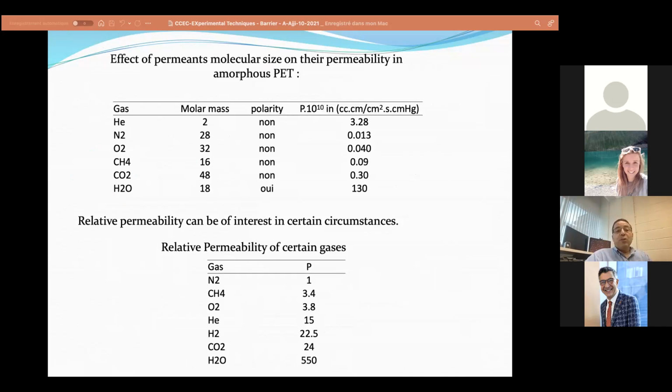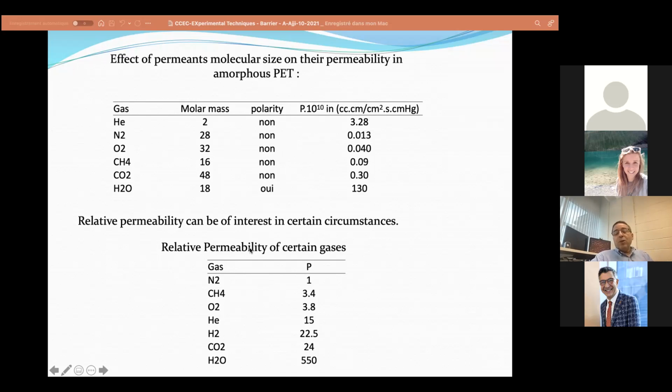For the gas effect, in general, as the molecule is smaller, the permeability will be higher. But if you also have some polarity, then it can affect the permeation. So if you compare here, you have nitrogen, oxygen, CO2, and you have the values for all these molecules. You have the molar mass, polar or non-polar, and the permeability to the power 10 to the minus 10, in cubic centimeters. In this case, it is centimeter instead of mils or microns.